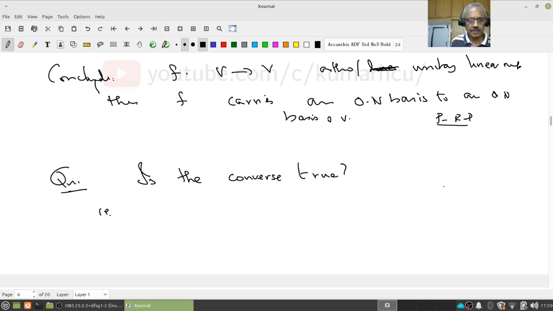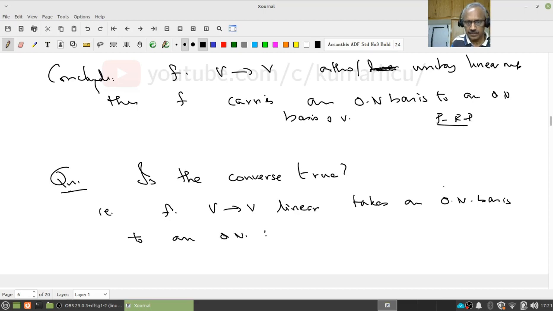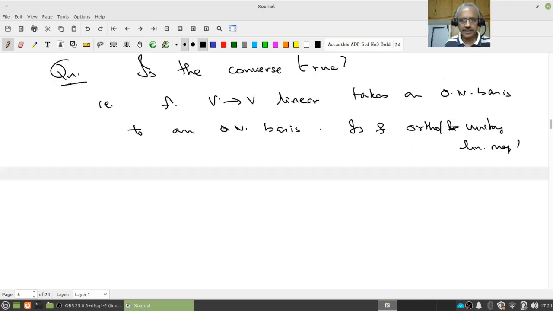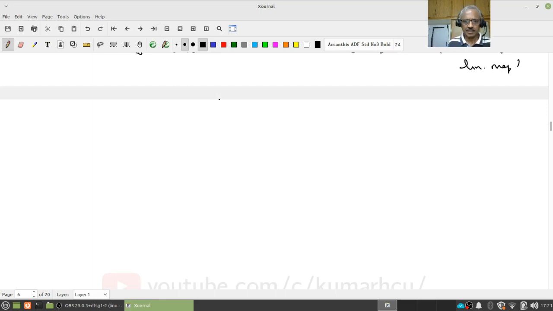That is, f from V to V linear and takes an orthonormal basis to an orthonormal basis. Is f orthogonal or unitary? See, I don't know why I am saying orthogonal or unitary linear map. This is a question. Have you understood? Let us look at what I have to check.